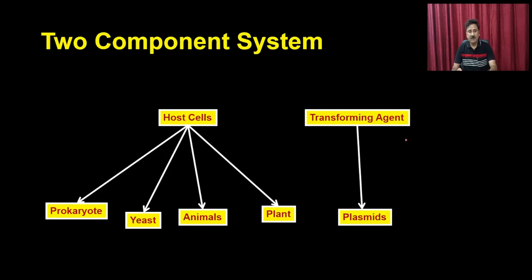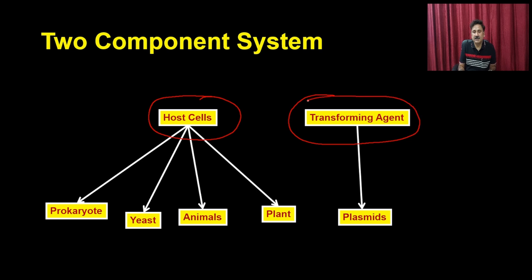So, we said that you require two different components. One is the host cells, and the other is the transforming agent such as the plasmid. We have taken the example of a plasmid, but we are actually going to have a diversified array of transforming agents. Now, within the host cells, you are going to have multiple options.